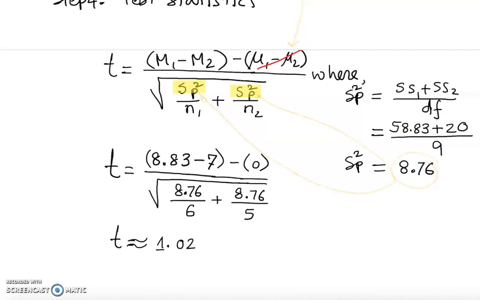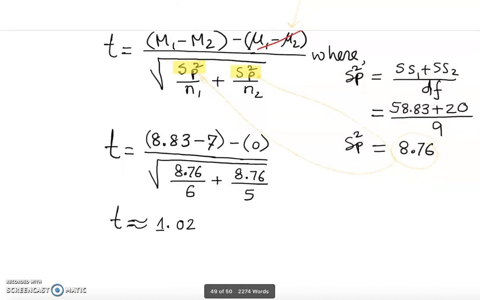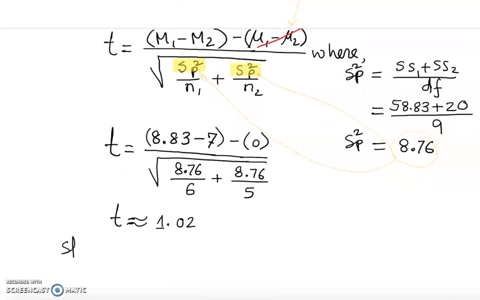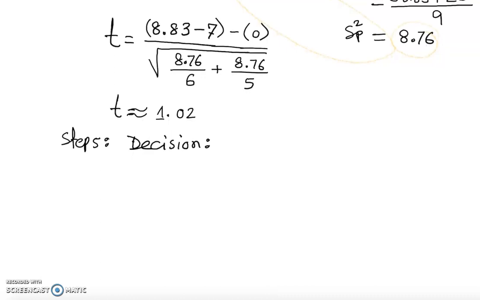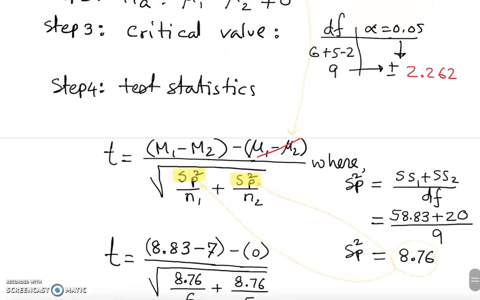Now my step 5 is going to be the decision. So how do we decide? We compare the test statistic with the critical value. So let's do this here. That's a bell curve, bell shape. And we have a critical value. Let's take a look here. What was the critical value? As you will see, the critical value is 2.262.